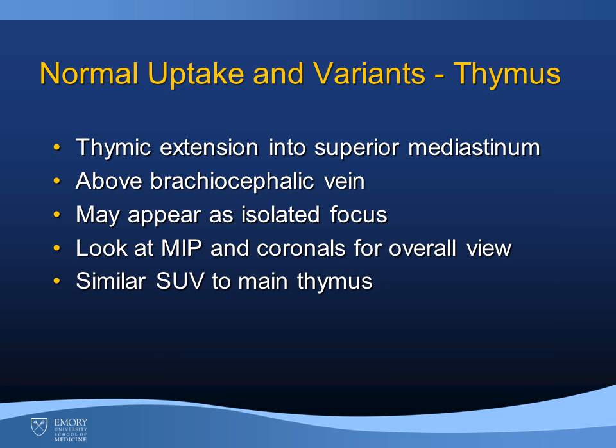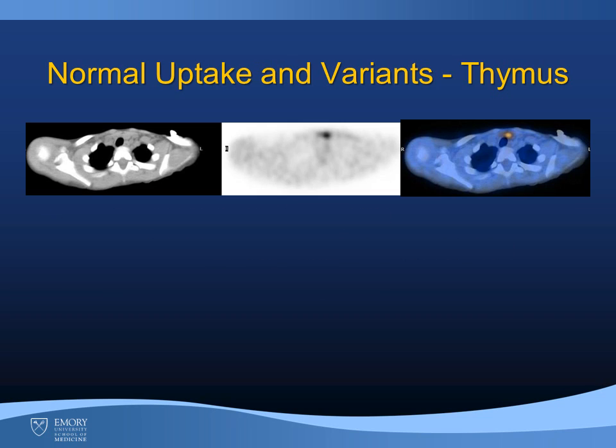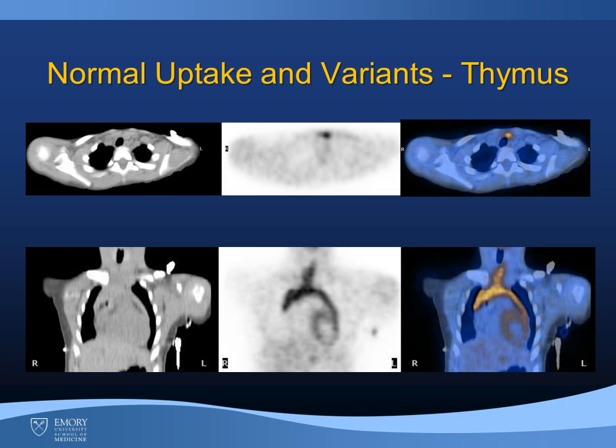Now, the thymus extends into the superior mediastinum above the brachiocephalic vein. If we look at axials alone, it could appear as an isolated focus of abnormality. So we want to look at the MIP and the coronals for the overall view, and keep in mind that activity should have similar SUV to the main thymus. So here we have an axial image showing what looks like focal activity. But when we look at the coronal, we see that this is clearly just thymus extending above the brachiocephalic vein.